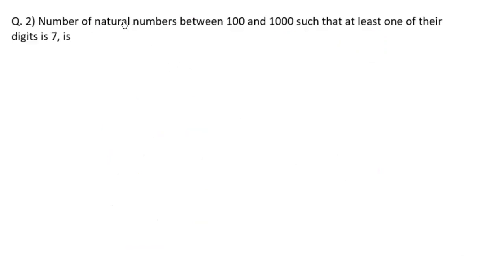Now in this question it says: find the number of natural numbers between 100 and 1000 such that at least one of their digits is 7. Now, for such kind of question wherein we get this condition of at least one, how do we solve? We solve by taking total minus none. This is the method we follow.